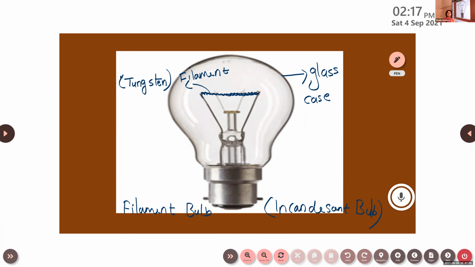So it mainly consists of a glass case. Inside the glass case, you can see a filament. This filament is made with a strong metal because a large amount of heat is passing through this filament, so there is a chance of breaking of the filament. In order to avoid that, we are making the filament with a strong metal known as tungsten.